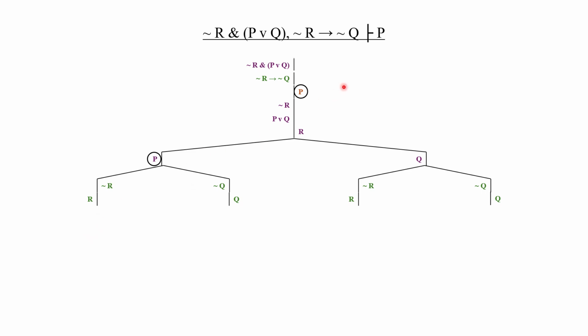Oh, I got a P on the left-hand side, P on the right-hand side. So both of those will actually close off at the same time. Looking at this one, I've got an R on the left-hand side, R on the right-hand side. So that one will close off. Here I've got a Q on the right, Q on the left. So that one will close off. So since all the branches close off, this one's valid.